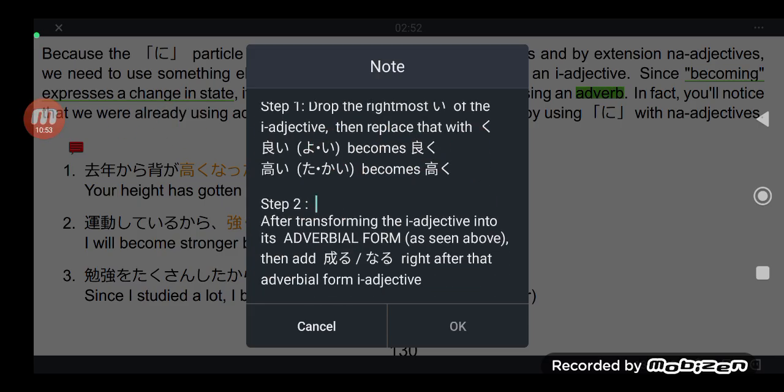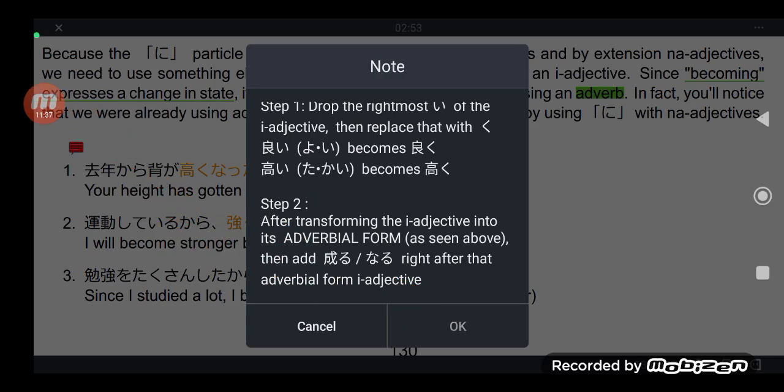So step two. After transforming the I adjective using step 1, then immediately right after that add naru or natta or narimashita depending on the tense of the verb. So naru or narimasu if it is immediate future tense or present tense. And if it is past tense, it's either natta or narimashita.